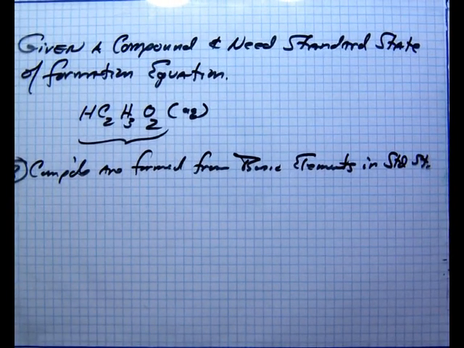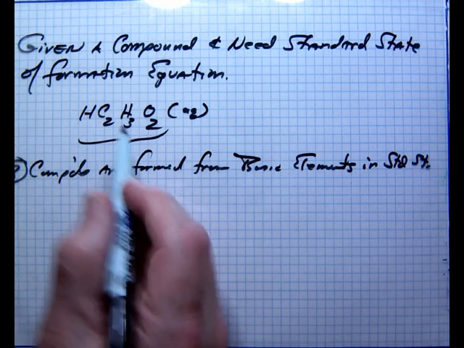That's a yes and no in the context of what I'm saying. You can make a compound in many, many different reactions, obviously. But if you're given a formula and you need to write what that compound is formed from in terms of elements, you're writing the formation of the compound from basic elements in standard state.